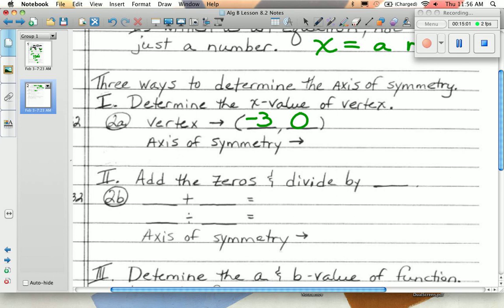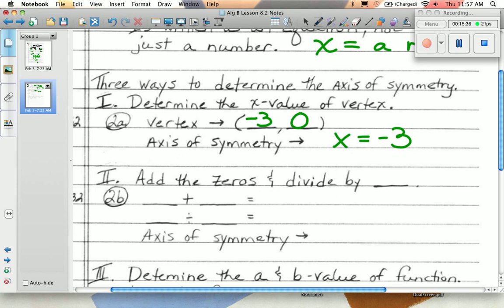Well, remember, the line of symmetry is going to go through that vertex, so what's the equation of the axis of symmetry going to be? X equals -3. A vertical line could be drawn through that vertex that would divide the parabola into symmetric halves, and that vertical line's equation would be x equals -3. Okay, so that's one of the ways to find it.